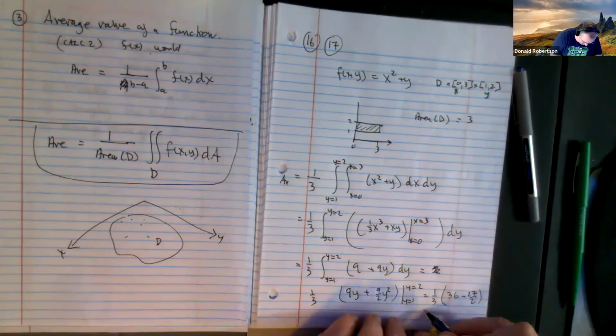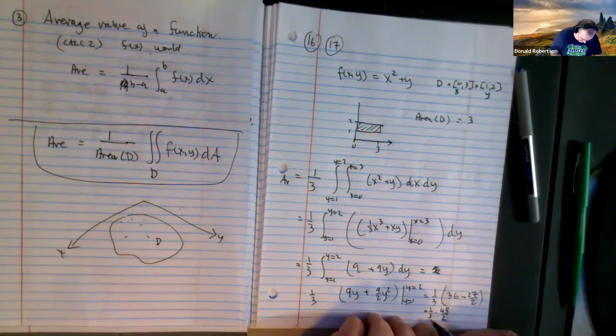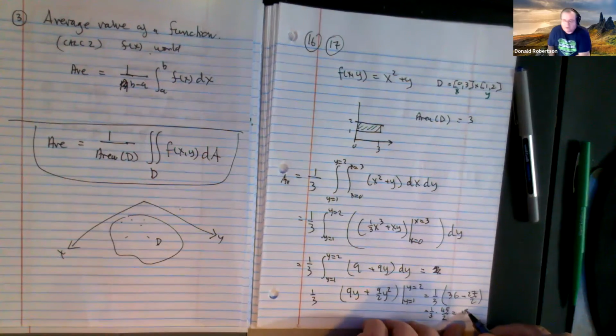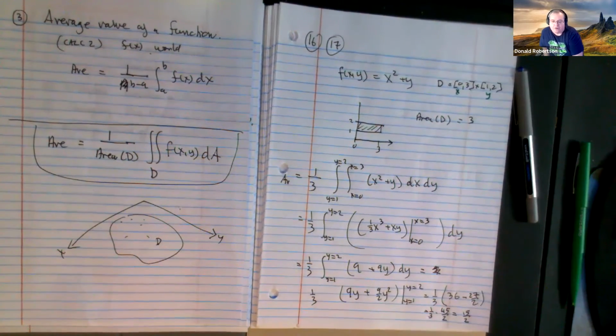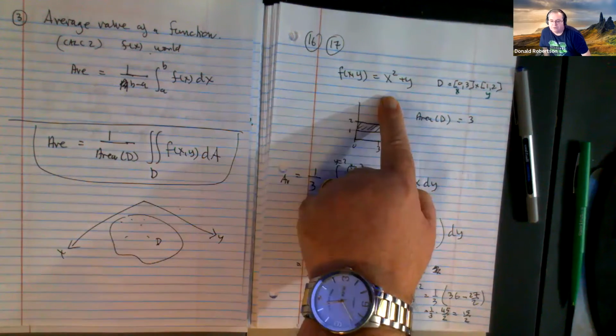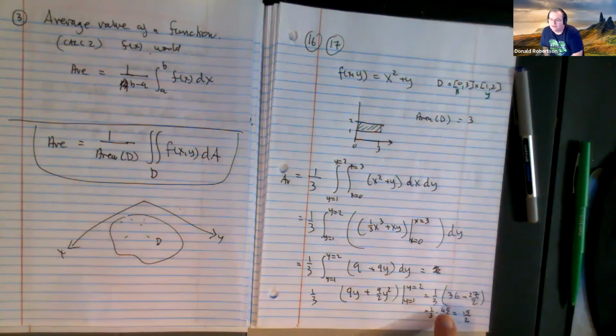So it's 1/3 of 45 halves, they cancel, and I hope that I haven't screwed up anywhere. The average value of this function over that rectangular region, the average height is about 7.5, right? Some parts of the surface will be much taller than that, some will be much lower, but the average, right? Make sense?